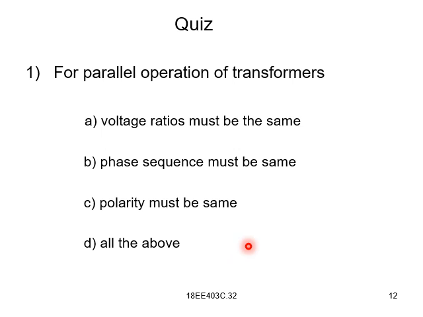Okay, fine, very good. All the conditions should be satisfied: voltage ratio must be same, phase sequence must be same, and polarity must be same. So the answer will be all the above. So let us cross check. So fine, we have guessed the correct answer. It's all the above. We'll see the second question.